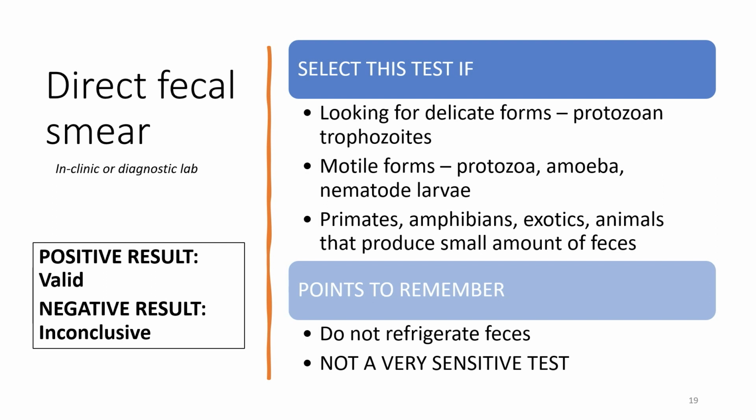So we are only going to recommend this test if you're looking for very delicate parasites such as protozoa and trophozoites, and that might be like a Giardia trophozoite in an animal that has giardiasis. The test only is good for motile forms, so if something is moving, they're easier to visualize. And this might again include Giardia trophozoites, things like amoebae and nematode larvae. This is a test that we again recommend for smaller animals, including our exotics and amphibians, or animals that just produce a small amount of feces.